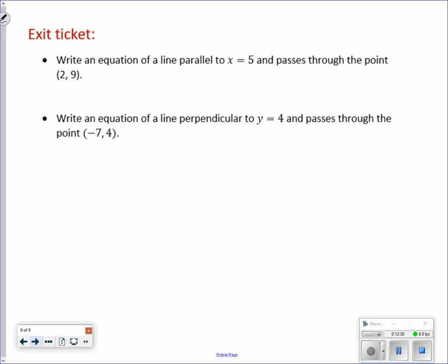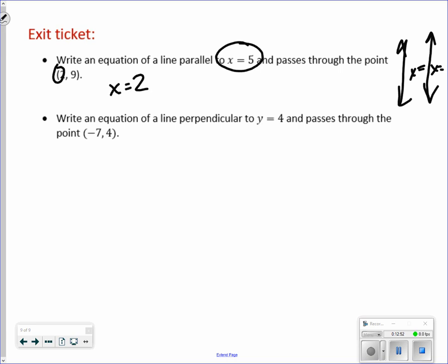Write an equation of the line parallel to x equals 5. Now this is an interesting question because we haven't necessarily talked about that. All lines that go straight up and down, so all x equals lines, would be parallel with any other x equals line. So if I had x equals 5, then if I wanted x equals 2, that would also be parallel.